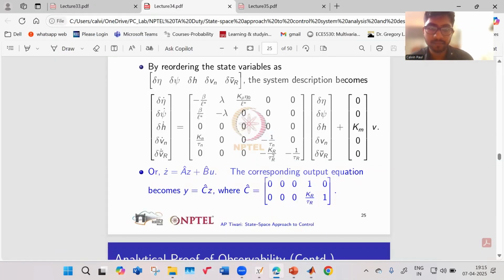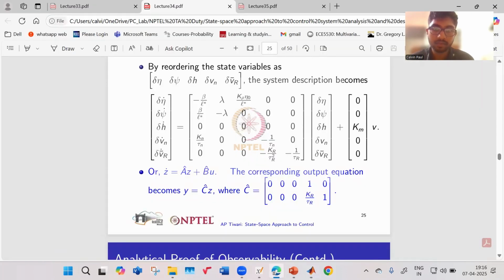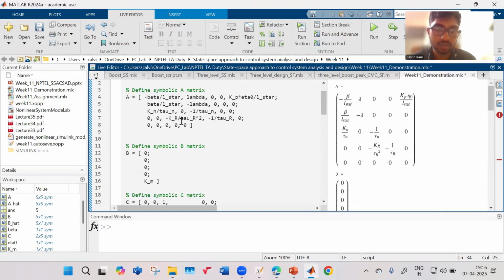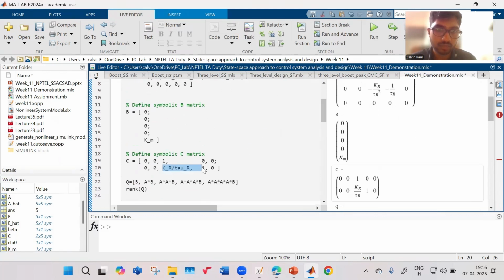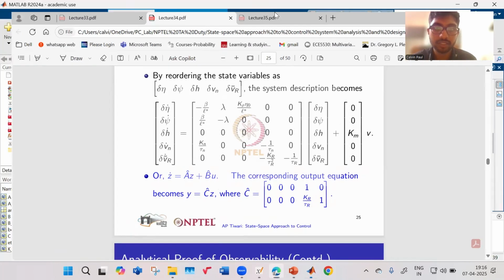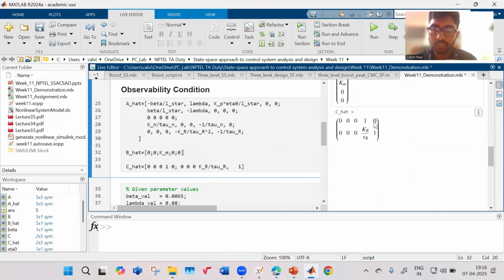And what is our C hat? C hat is equal to 0, 0, 1, 0, then 0, 0, 0, KR upon tau r, and 0, KR upon tau r and 1. So let me run this. What is our C hat? 0, 0, 0, 1, 0, 0, 0, 0, KR upon tau r and 1.